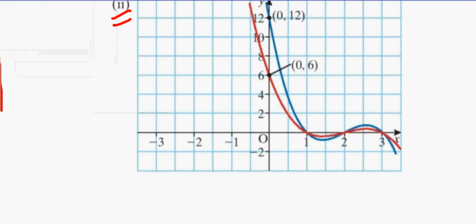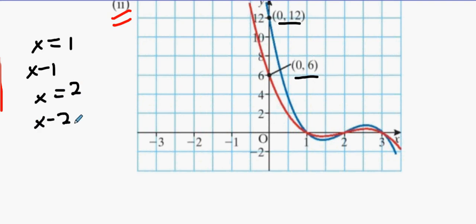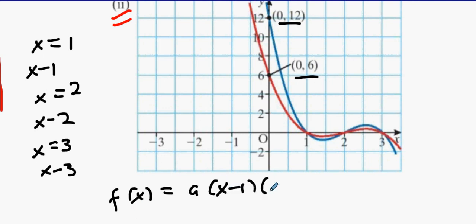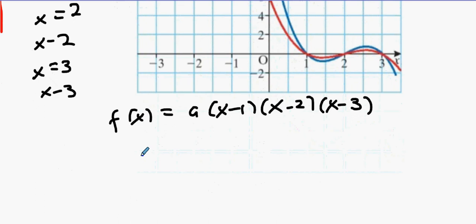Both graphs have a lot in common. I think one graph is twice the other graph. Would you agree with that? 0, 12 and 0, 6 indicates there's an a value of 2 at play, or something like that. I would then say x equals 1, which implies x minus 1. x equals 2, which implies x minus 2. And x equals 3, which implies x minus 3. I then make up the following equation with the a value, x minus 1, x minus 2, and x minus 3. I then test out the point 0, 6. I put 6 in for y.